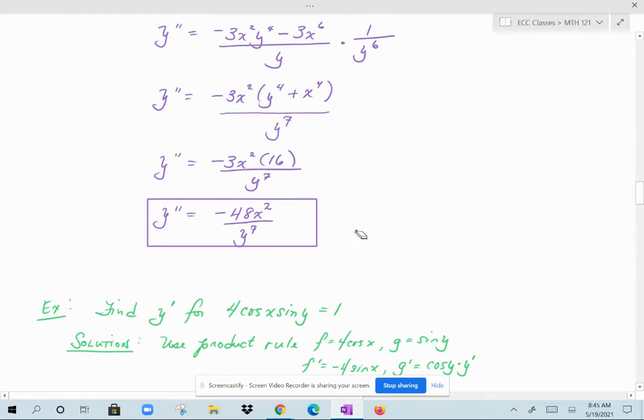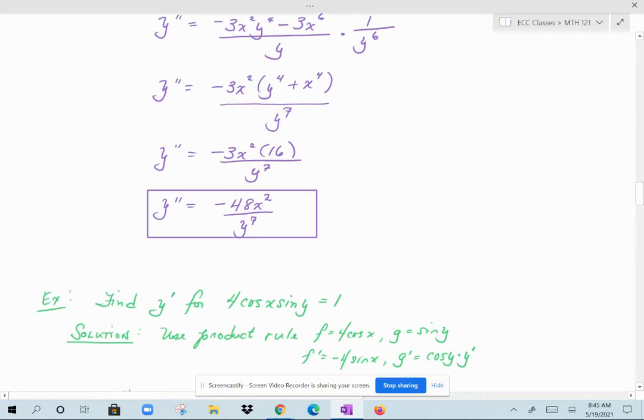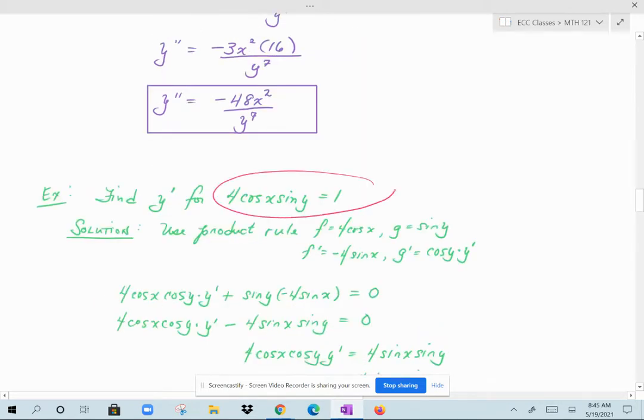Okay, so that's a pretty interesting problem, the way that all worked out. Okay, here's another implicitly defined equation. I have 4 cosine of x sine of y equals 1. Once again, I need to use product rule because I have a product of two functions. And so my setup is here.